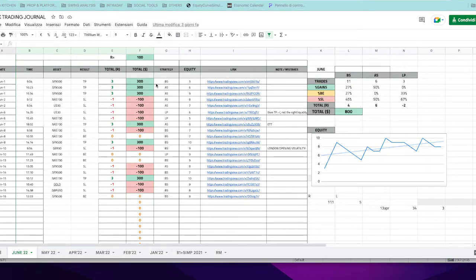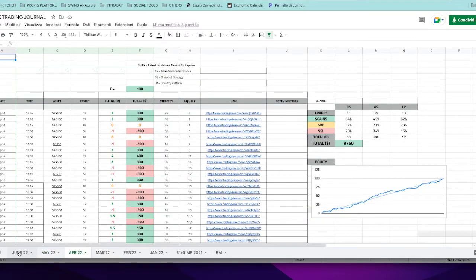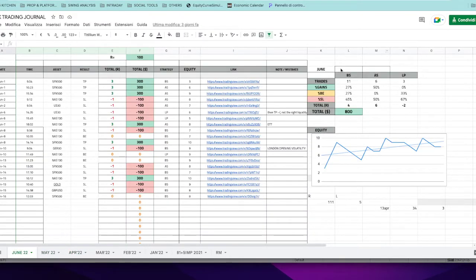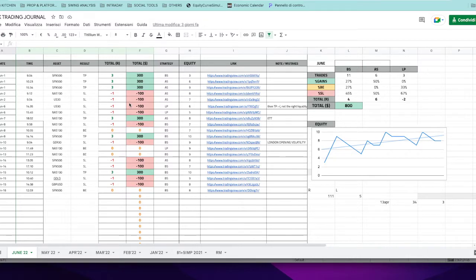As you can see, this month is not going very good for me if you compare it with May or April. Here we have all my trades with 3 strategies, and as you can see, I get a lot of stop losses, so everything is clear and clean.